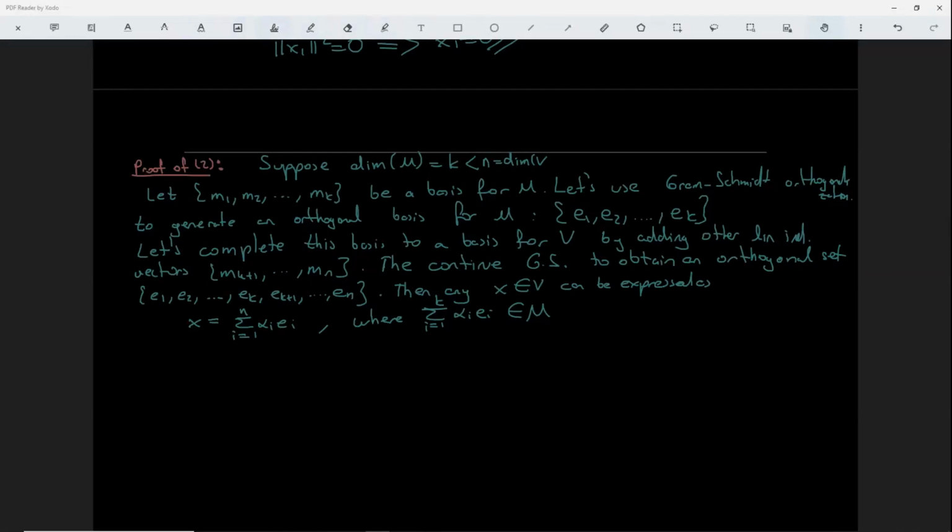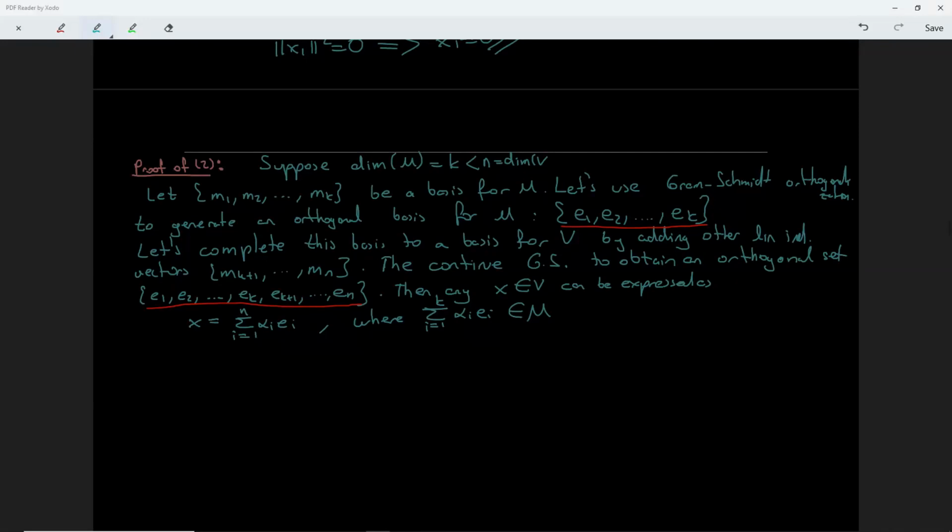Maybe I can underline that. So now I have a basis set for V, which is over here, where the first k elements are a basis set for M. And so if I write any x vector as a linear combination of those orthogonal basis vectors, the first k elements are going to fall into M. And there will be remaining terms. The question is, are the remaining terms in the M orthogonal complement?